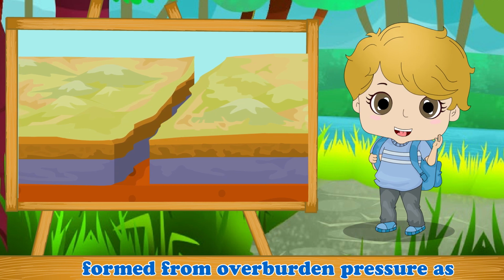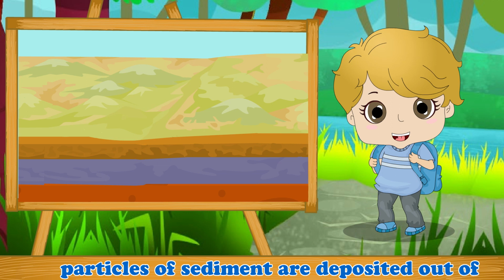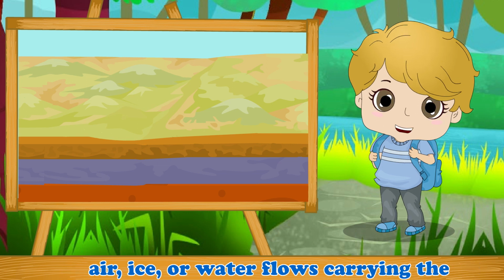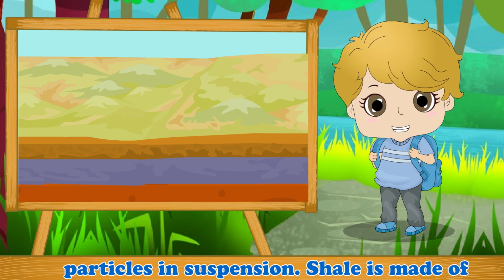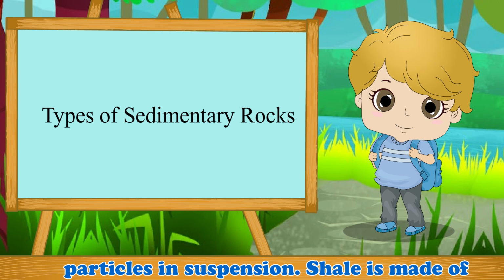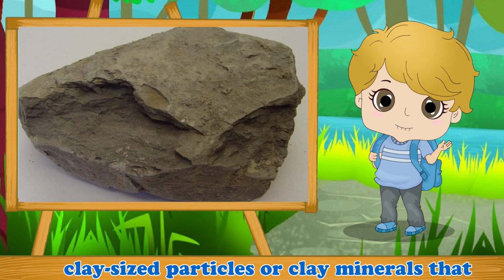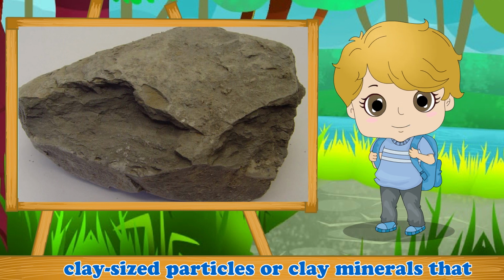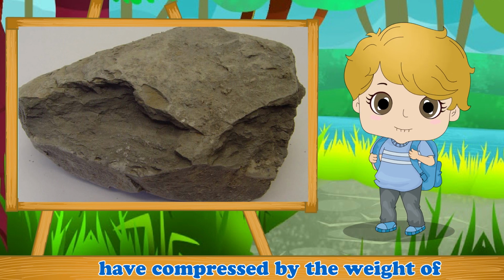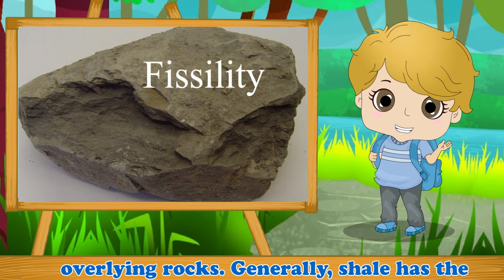Sedimentary rocks are formed from overburden pressure as particles of sediment are deposited out of air, ice, or water flows carrying the particles in suspension. Types of sedimentary rocks. Shale. Shale is made of clay-sized particles or clay minerals that have been compressed by the weight of overlying rocks.